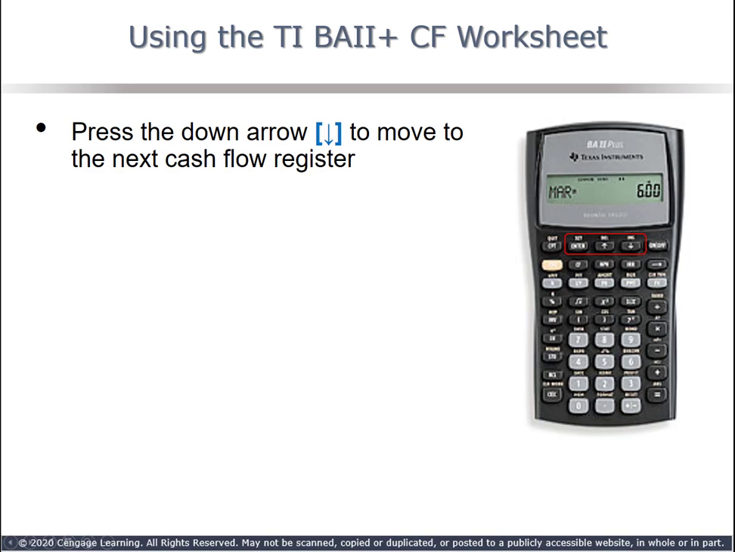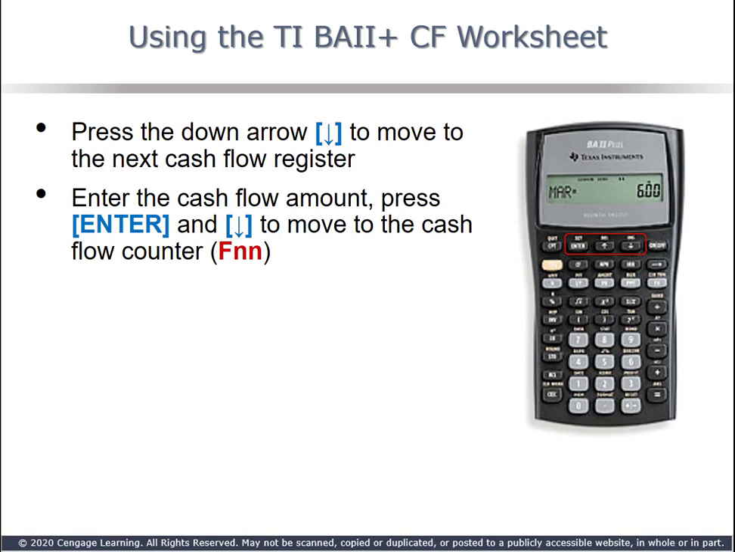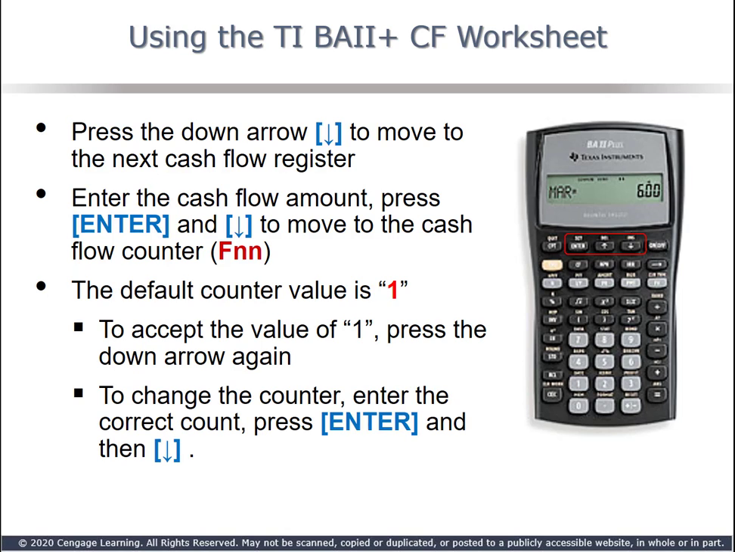Think of a worksheet like a column in Excel. To move to the next cell, you move down to the next register cell. In the TI Business Analyst 2, press the down arrow. The display will show C01 for you to enter cash flow 1. Enter it, press enter, and press the down arrow again. The display will show F01 for you to enter the frequency of cash flow 1. If successive cash flows are the same amount, you don't have to, but you can, enter each one separately. You can use the frequency counter to tell the calculator how many cash flows are the same in a row. The default value is 1. Continue entering cash flows and frequencies until all are entered.